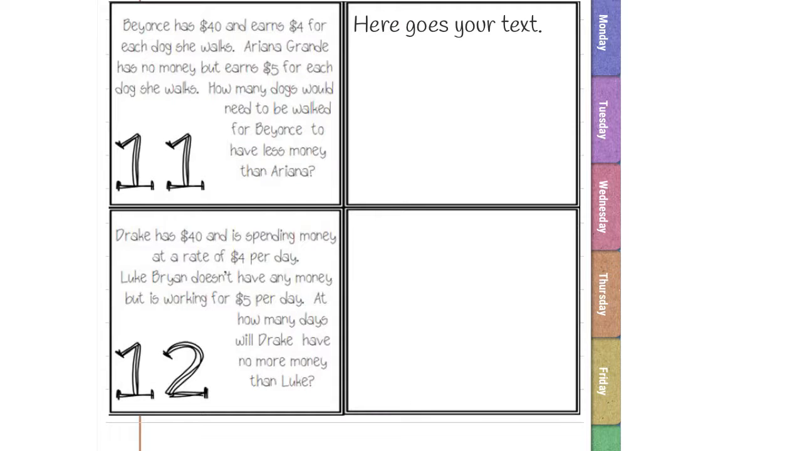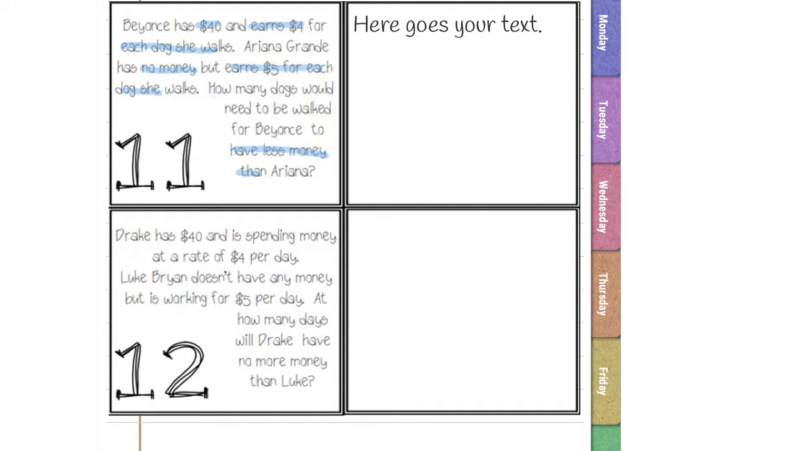All right, number 11 says Beyonce has $40 and earns $4 for each dog she walks. Ariana Grande has no money but earns $5 for each dog that she walks. How many dogs would need to be walked for Beyonce to have less money than Ariana?